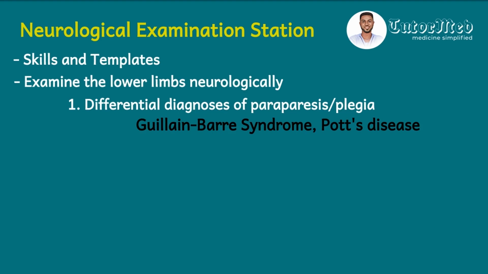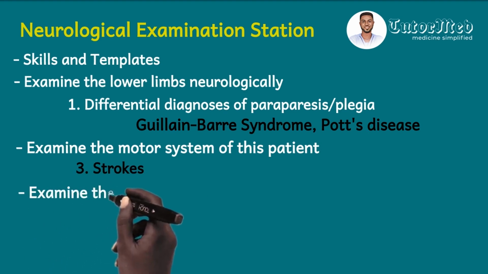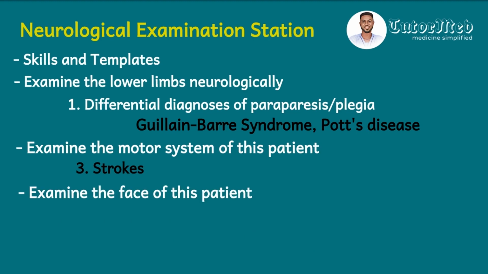Then another instruction, examine the motor system of this patient. Very likely you are going to meet one half of the body weak, and so hemiparesis or hemiplegia. Then straight up, you know you are going to discuss strokes. Infarctive and hemorrhagic strokes should be known inside out. Then the third instruction can be, examine the face of this patient. 100% facial nerve palsy. You are going to discuss facial nerve palsy.